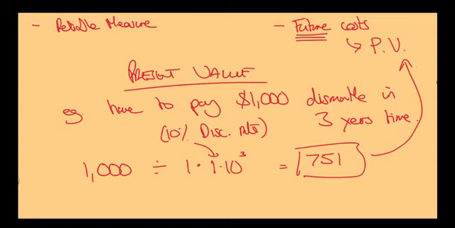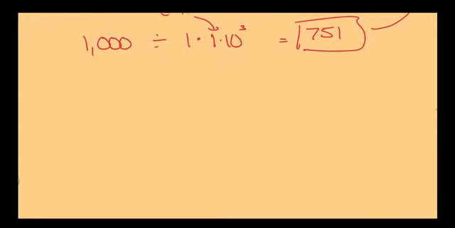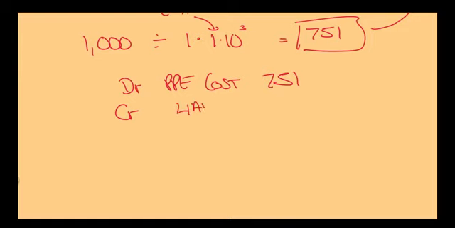And that is the present value that you're going to use to add on to the cost of your asset. Okay, so what's the double entry for this 751? Well, debit PPE cost 751. Can't credit cash because it's in the future, so I'm going to credit a liability with 751. But I've got myself a problem here because the liability is actually 1,000, isn't it?